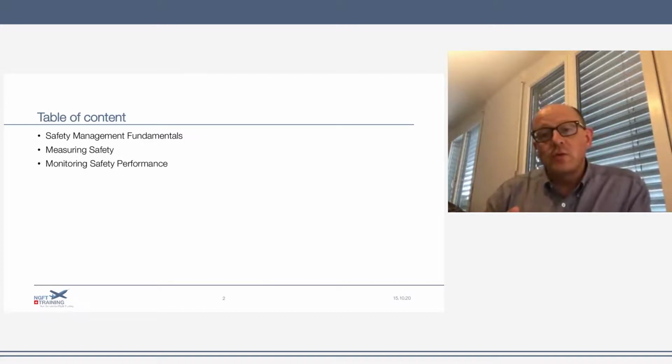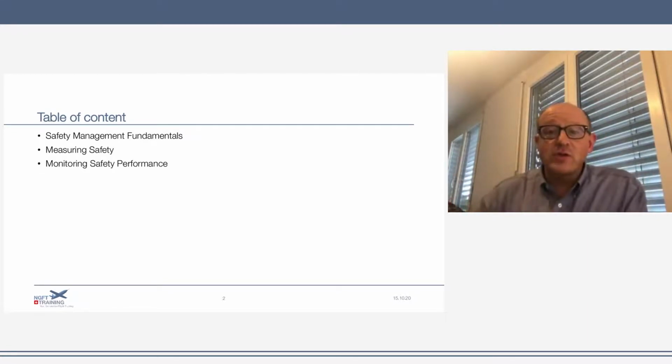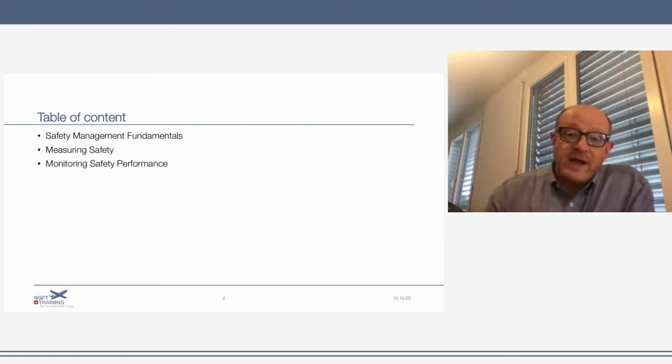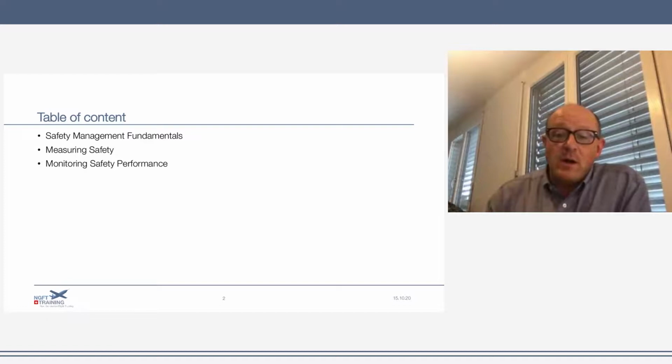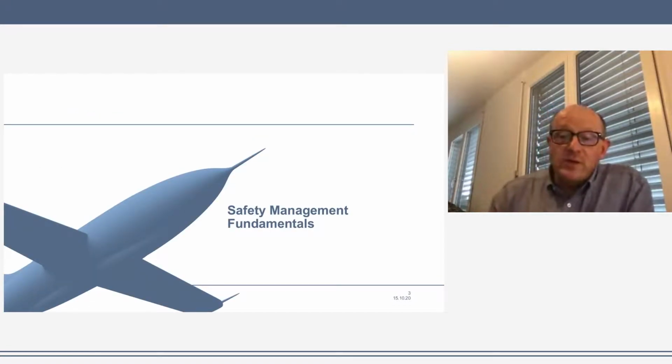So this is something that we will try to figure out tonight and see how are we able to do actual measurements and what indicators can we use to measure safety and then also track safety so we can avoid potential accidents. So those are the two challenges that we face. Then we'll look at monitoring safety performance. So once we have a system in place, we need to monitor it. We need to make sure that we are on track. So that's basically what we are going to look at today.